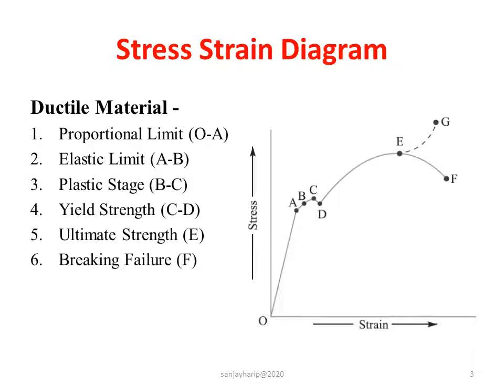Second, elastic limit. It must be noted that even if load is removed beyond point A up to B, the material will regain its shape and size. This means the material has elastic property up to B. Thus, it is known as the elastic limit of material.